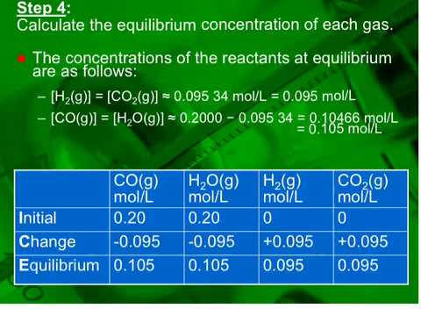Once we have figured the value of x, we can now go back and replace that value in our ICE table. So now negative x is just merely negative 0.095. So then our final equilibrium concentration for carbon monoxide is 0.105 moles per liter. For water vapor, it's the same. For hydrogen gas, the concentration is x, or 0.095 moles per liter, and same for carbon dioxide.